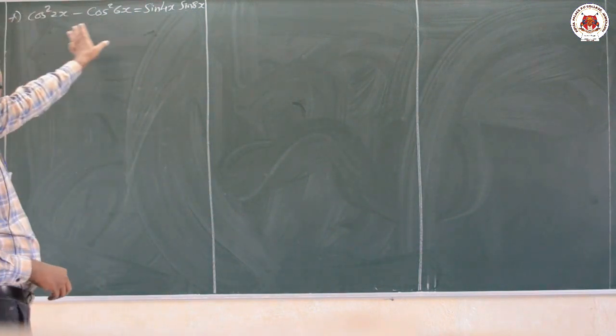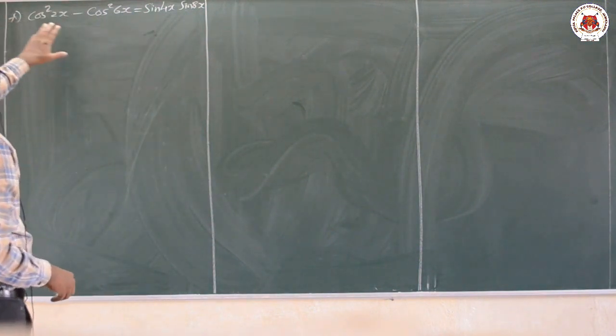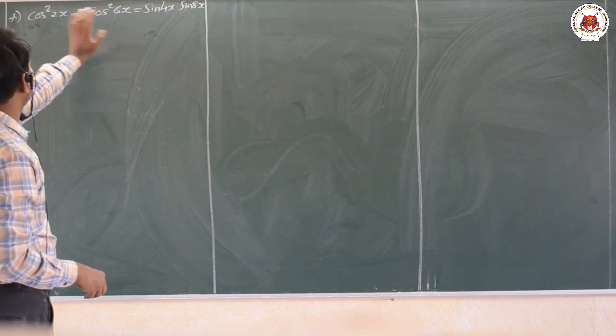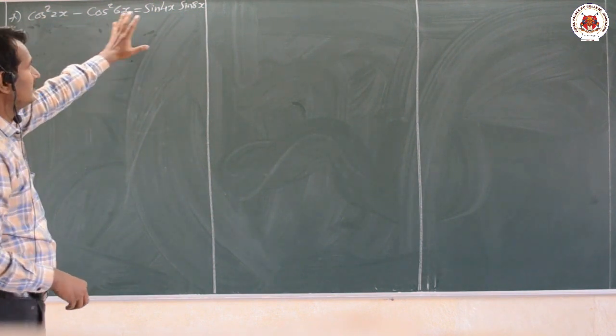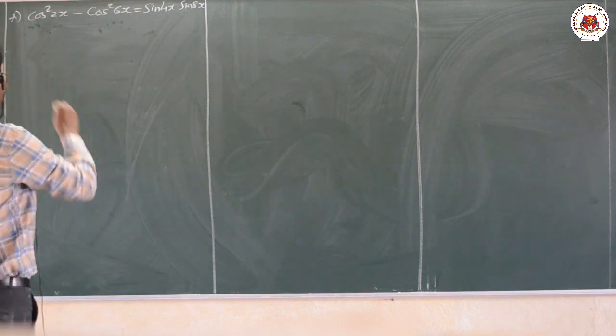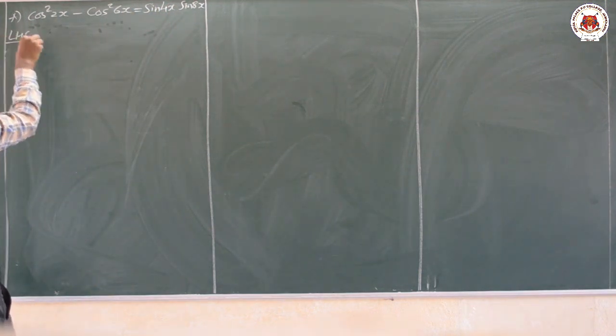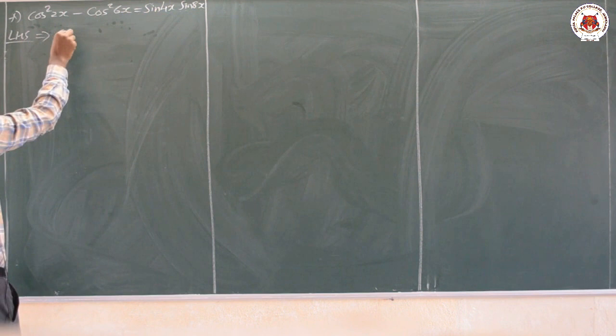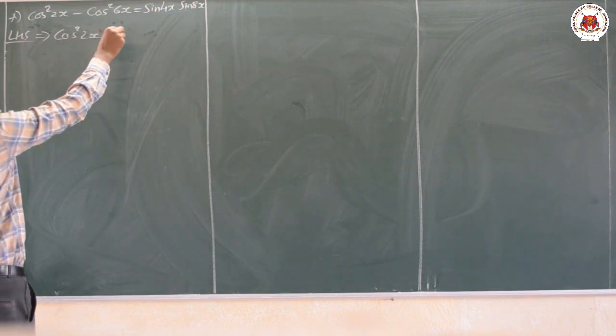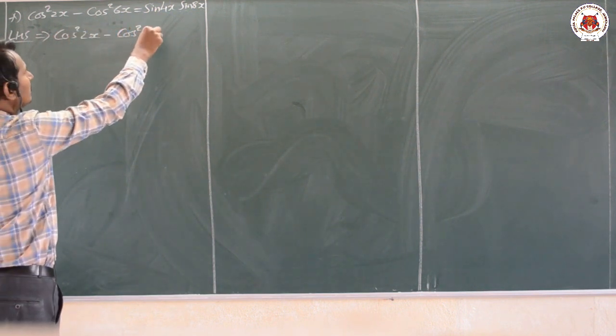The next problem is very similar to our previous problem, that is cos square x minus cos square 2x minus cos square 6x equal to sin 4x into sin 8x. Now let us take out the LHS part. What is this LHS part? That is cos square 2x minus cos square 6x.